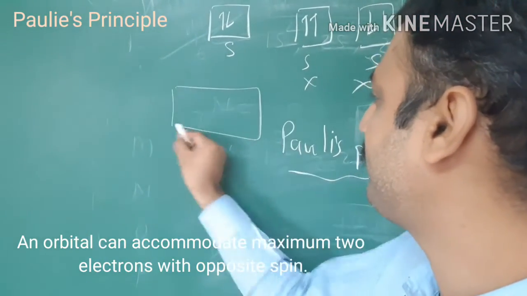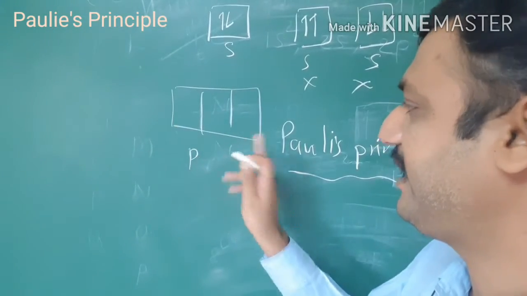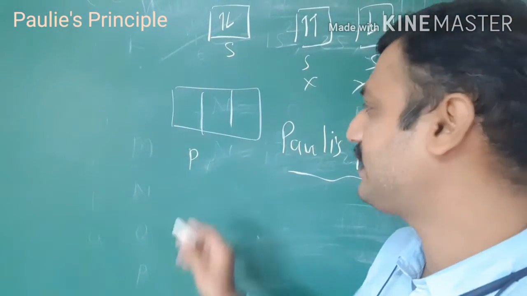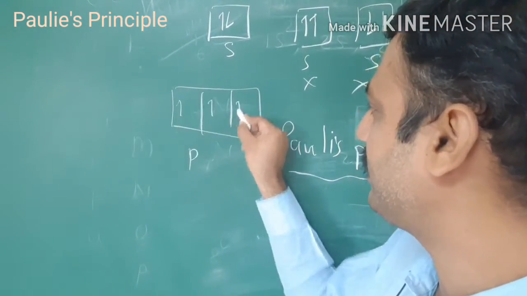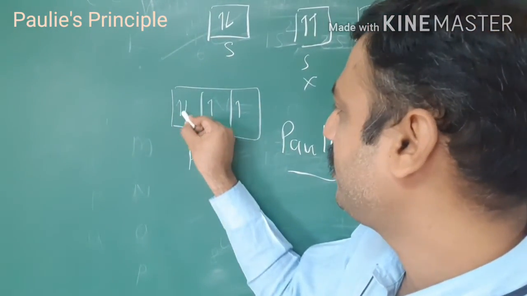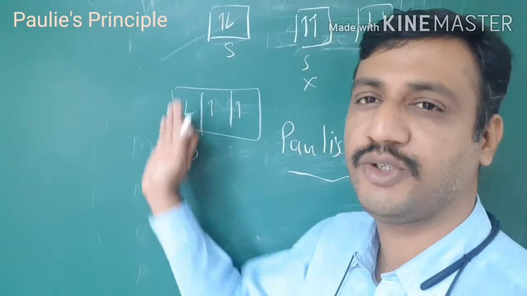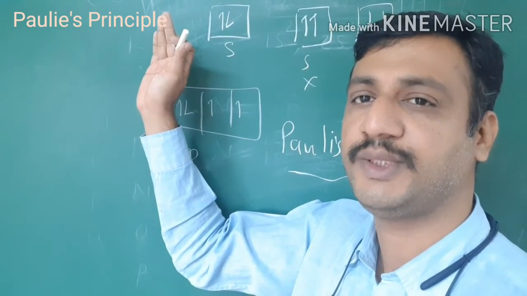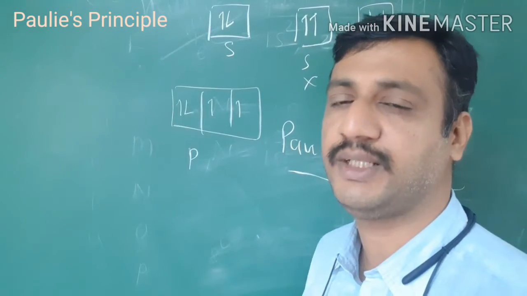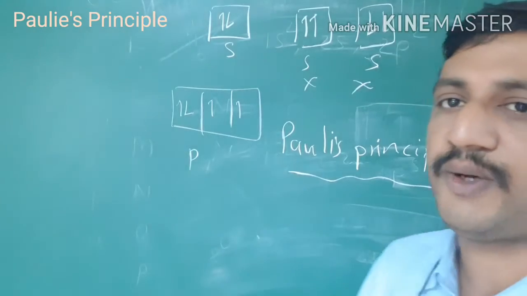It is applicable for all orbitals. Suppose we are talking about the p subshell. The p subshell is made up of px, py, and pz orbitals. So here we know that the electrons are filled in this way, and later on when the electrons get paired, one is shown by an upward directed arrow, and another should be shown by a downward directed arrow. Okay, so this is about Pauli's principle.